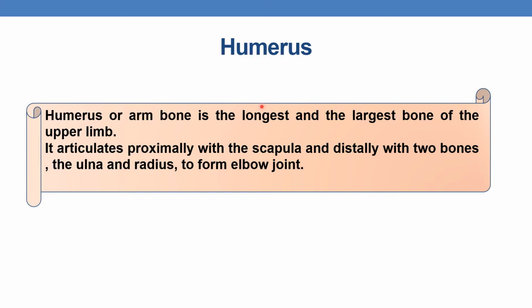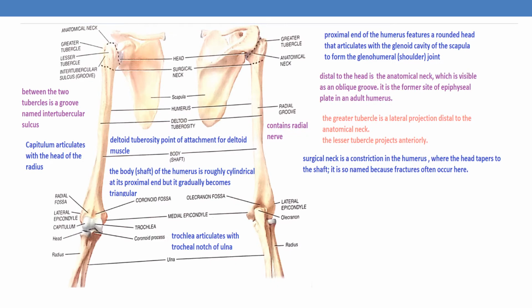Humerus articulates proximally with the scapula and distally with two bones, ulna and radius, to form the elbow joint. Now here you can see the various anatomical components of the humerus. First thing is the head. So this is the humerus head.